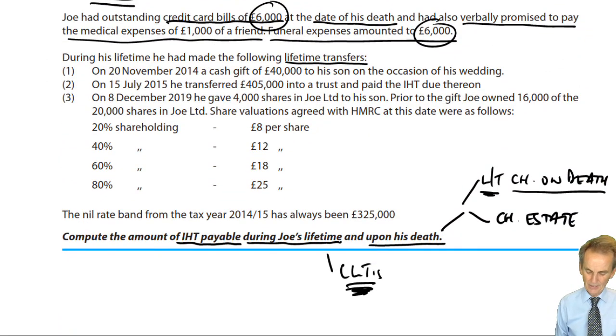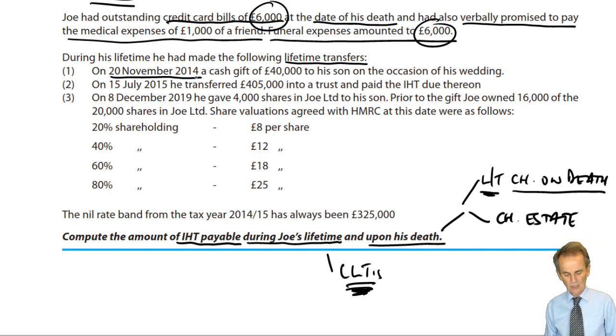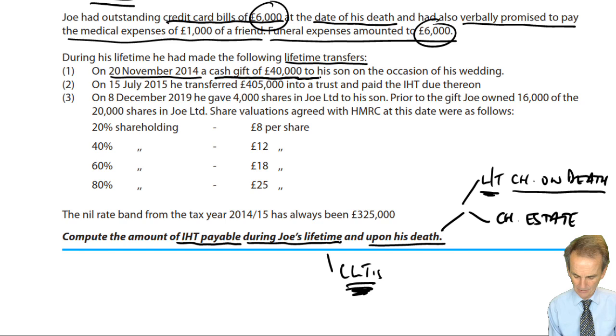So our first lifetime transfer, they're given here in chronological order, was on the 20th of November 14. Well, 7 years on from the 20th of November 14 would be the 20th of November 21. Our hero, as we saw, just died on the 1st of April, i.e. that is within 7 years of that transfer. So this particular transfer is relevant. What type of transfer is it? Well, it's a cash gift of £40,000, and there we go. That was the critical information, to his son. That therefore means that it is a PET.